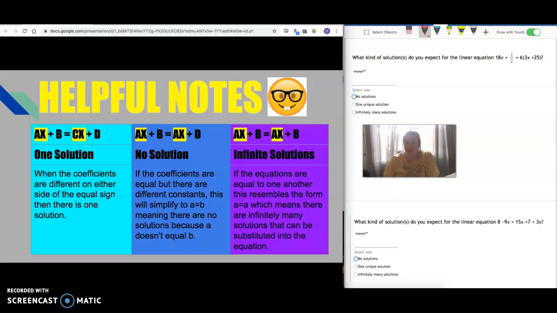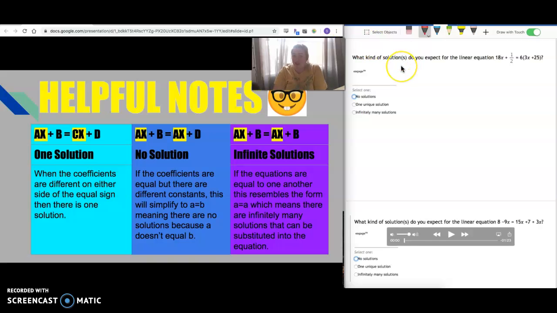So let's take a look at solving for number 1. Trying to decide where to put my cute face. Alright, so solving for number 1. Here's the equation up there: 18x plus 1/2 equals 6 times 3x plus 25. So I'm going to simplify that as I rewrite it. I'm going to turn the 1/2 into a decimal, and I'm also going to distribute the 6 out. So when I rewrite the equation, it would be 18x plus 0.5 equals 18x plus 150.